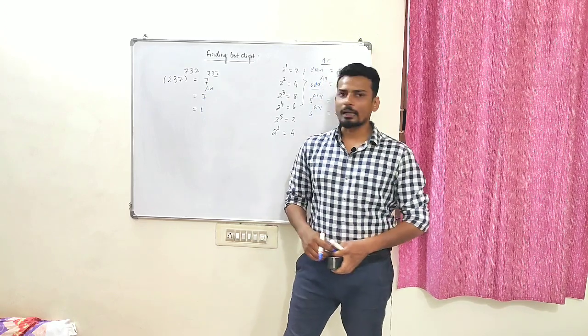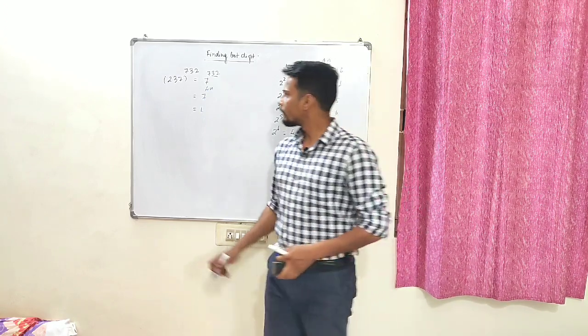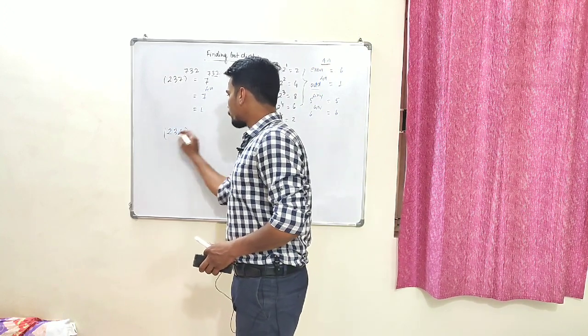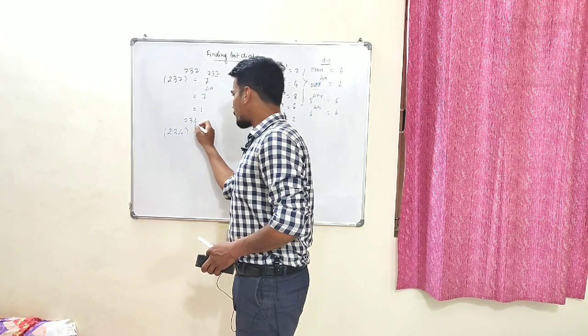Now let us try with a number where we get some remainders as well. Probably I'm going to choose 230, probably 4 to the power of, let's say, 234 itself.